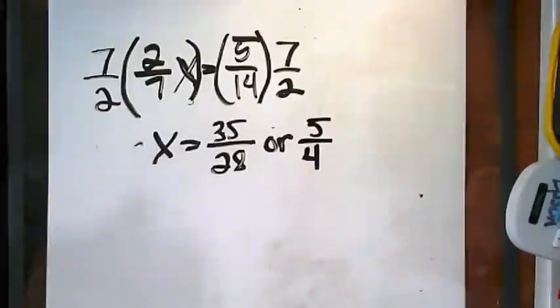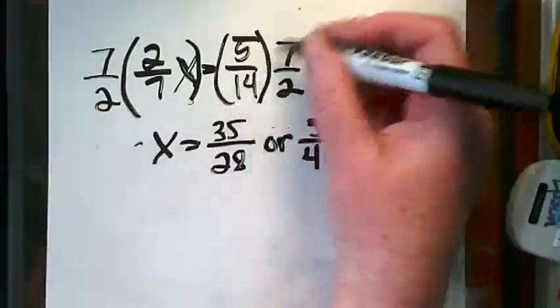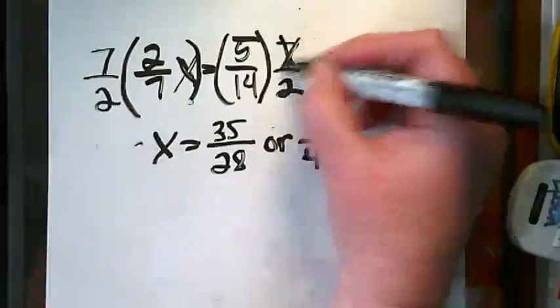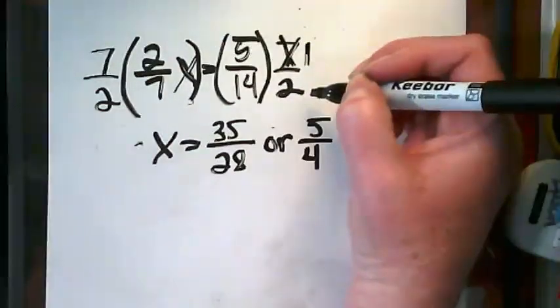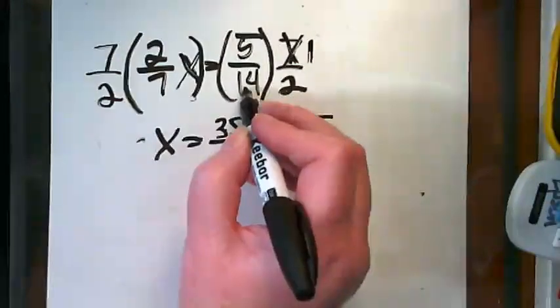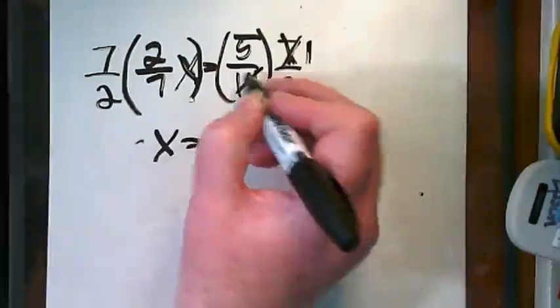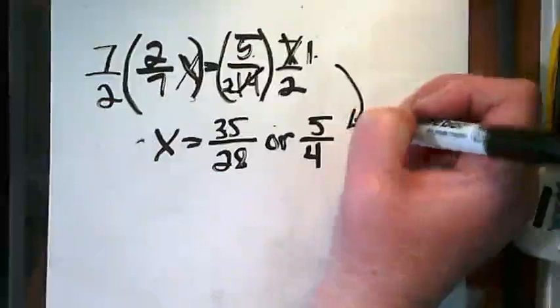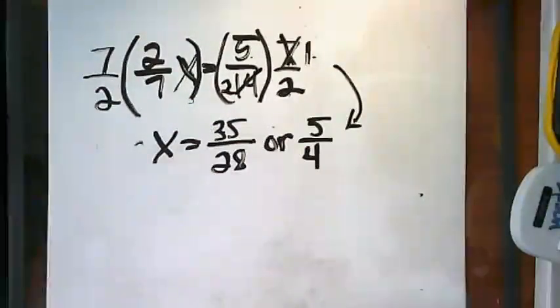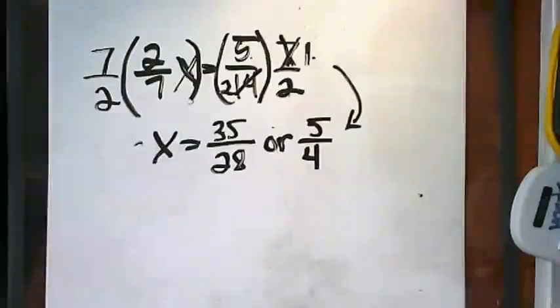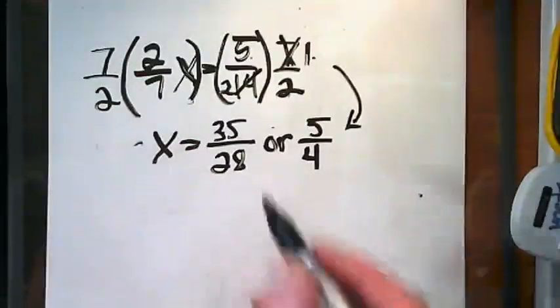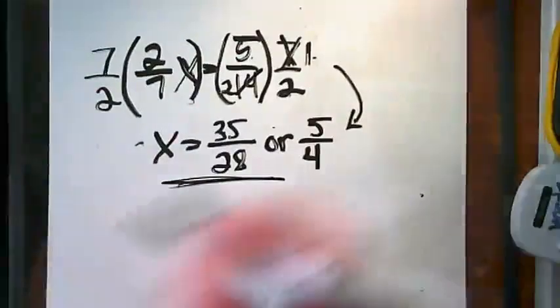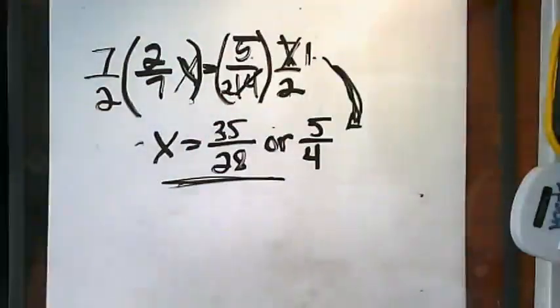Now I don't wanna blow your minds too much, but I could have done that before I multiplied. Because these are across from each other, I could take this 7 out and change it to a 1 by dividing 7 by 7. And 14 divided by 7 would be 2. 5 times 1, 2 times 2. Basically, I divided 7/7 out. Down here, I did it after I multiplied. Up here, I did it before I multiplied. Same thing.